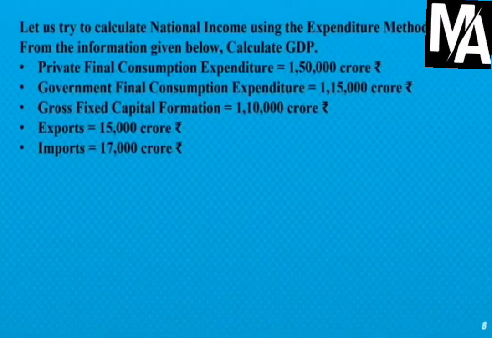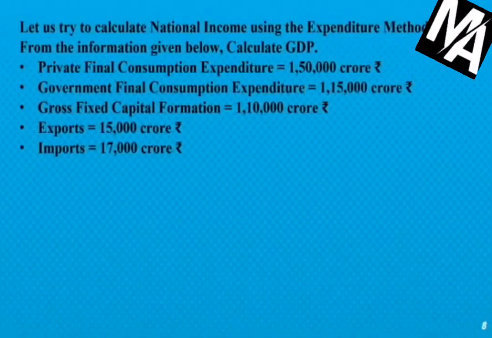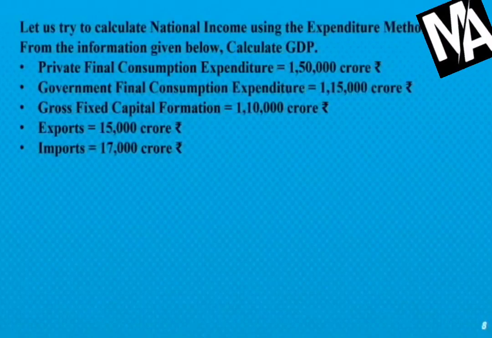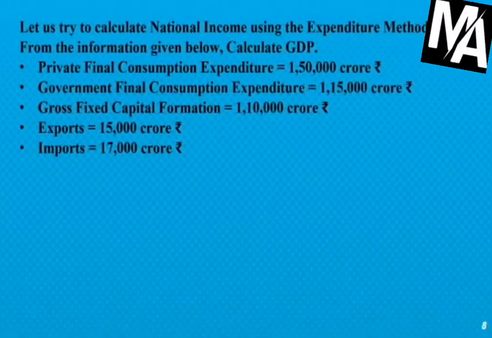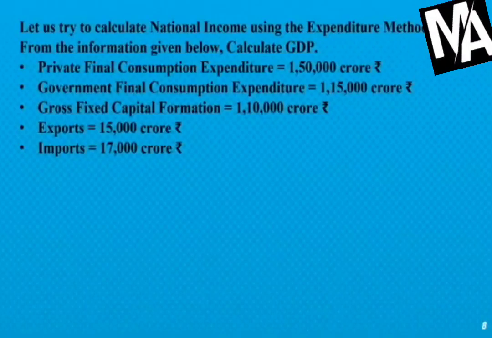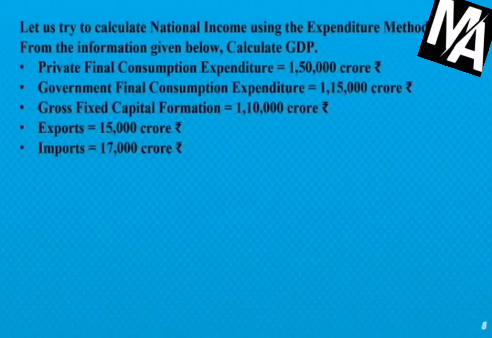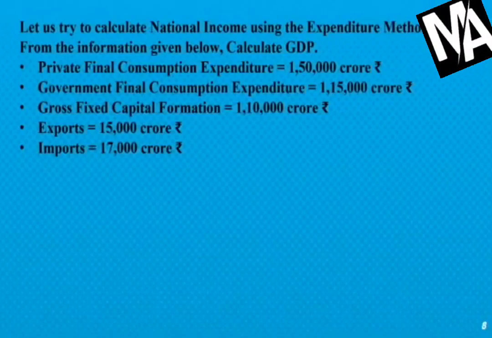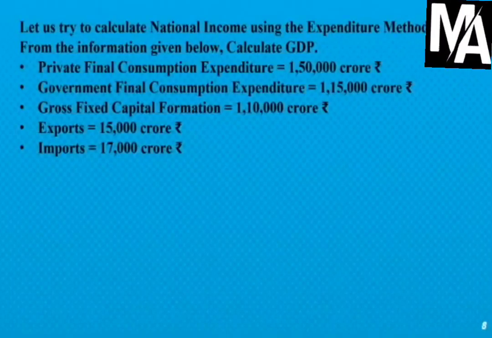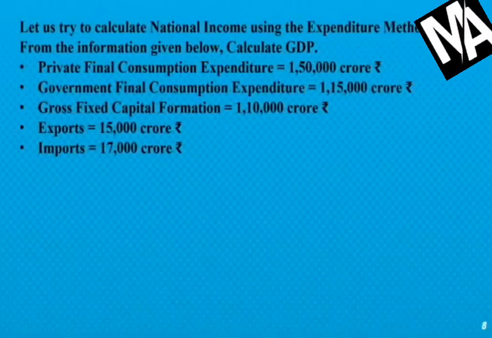We have private final consumption expenditure at 1,50,000 crore rupees. We have government final consumption expenditure at 1,15,000 crore rupees. We have gross fixed capital formation, that is 1,10,000 crore rupees. We have exports at 15,000 crore rupees and imports at 17,000 crore rupees. With this information, we are supposed to calculate GDP. And as I told you earlier, whenever we are adding all these things, we will get GDP at market price.